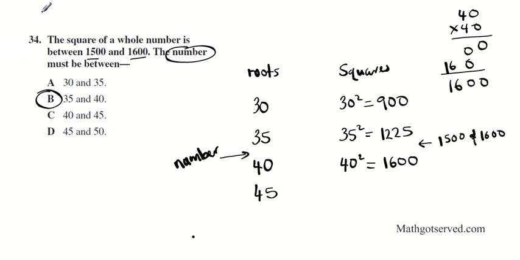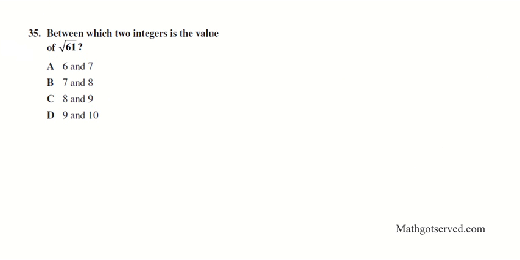All right. Okay, let's move on to 35. It says between which two integers is the value of root 61? So we're going from 6 to 10. Same procedure. We're going to have the roots column, and then we're going to have the numbers, which are basically the squares.